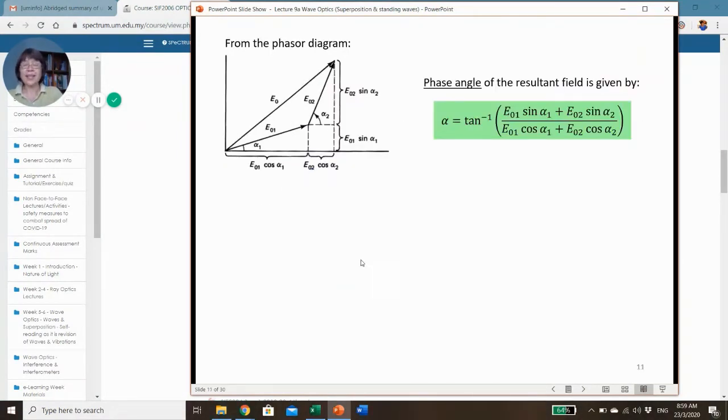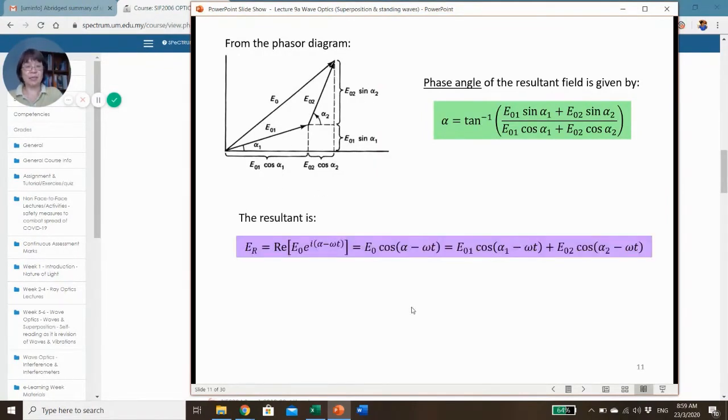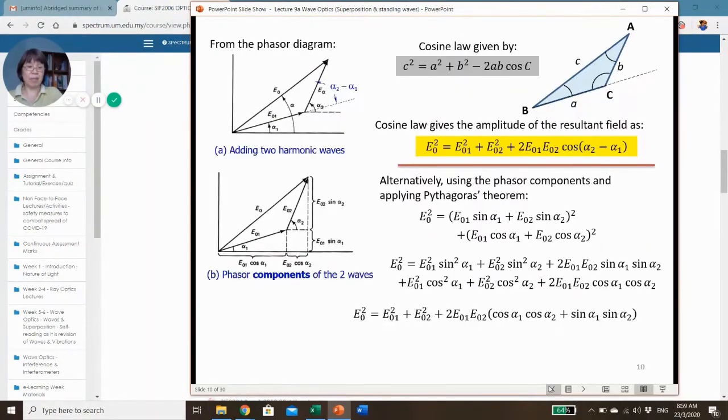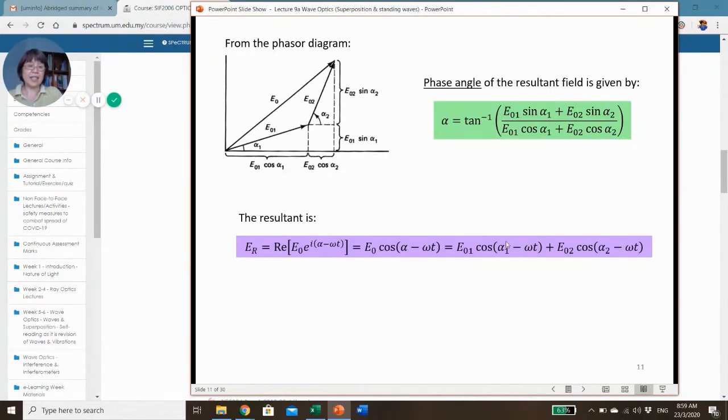And what about the phase angle? Well, that's quite easy. Basically, the tangent of the phase angle is equal to the sum divided by the sum of these two. Then the resultant is written this way. And here it tells us that the resultant is a wave of the same frequency, and the amplitude is calculated from here, and the phase is calculated from here.